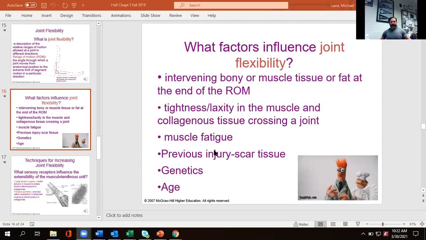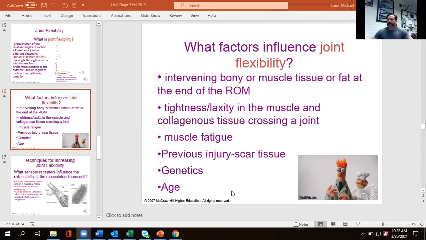Now, obviously, how tight or lax the muscles and the tissues around the joints are going to be. So how tight are my hamstrings? How tight are my glutes? That's going to influence, and all the muscles of my spinal erectors allowing me to go over. Now, muscle fatigue, usually you can move a little bit further if you're a bit more fatigued than if you're really fresh, and especially if you're cold. And then how much previous scar tissue do we have? And then the good old massive modifiers of everything we're doing, genetics and age.